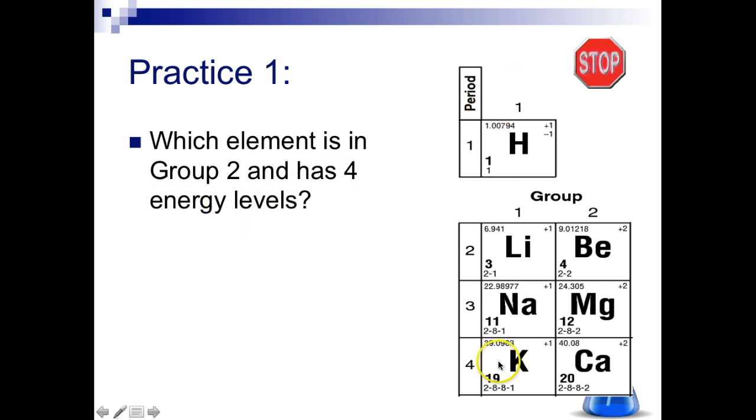So if it's in group 2, it's going to be in column 2 on the periodic table. Okay, so we're looking at one of these, either B, E, M, G, or C, A. If it has 4 energy levels, it's going to be in period 4. So this is period 1, period 2, period 3, period 4. So period 4, group 2, we're looking at calcium right here.